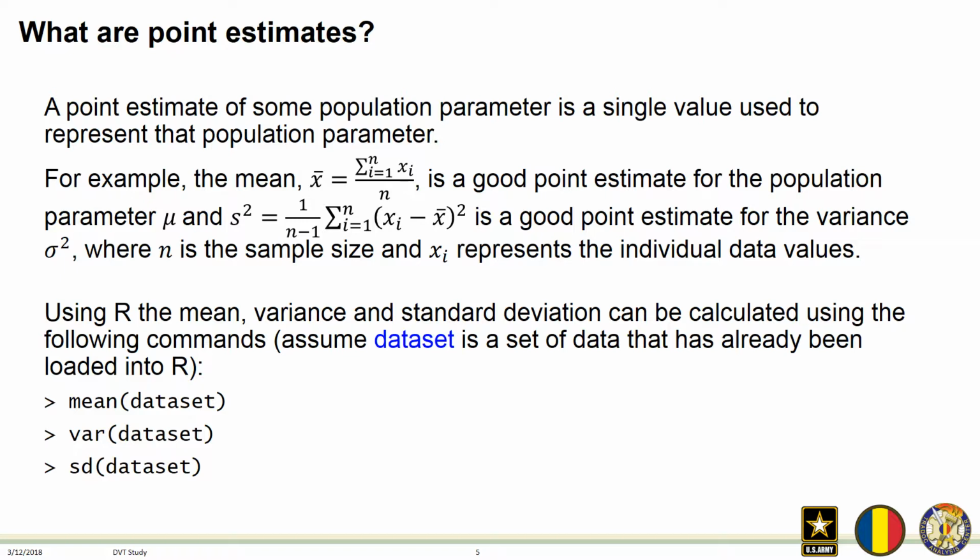If you've got a data set in R, in this example we'll call it dataset, and you want to find the mean, you just type mean, open parentheses, dataset, close the parentheses, and hit return. Similarly for the variance and the standard deviation: var(dataset) and sd(dataset) will return them. But you should be aware that the variance and the standard deviation here are those of the sample, not of the population.